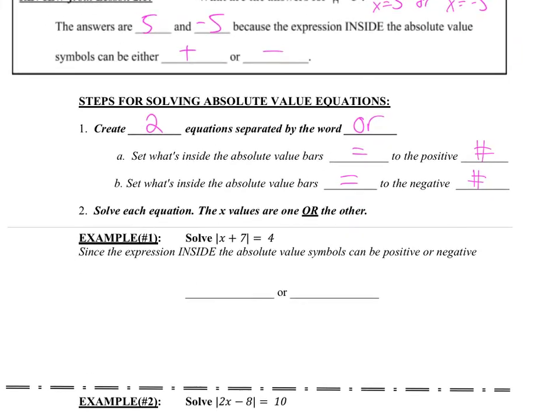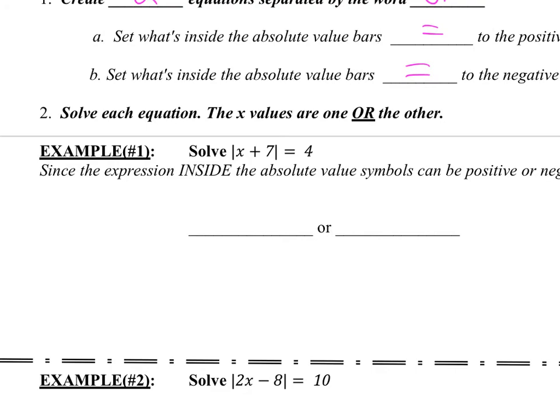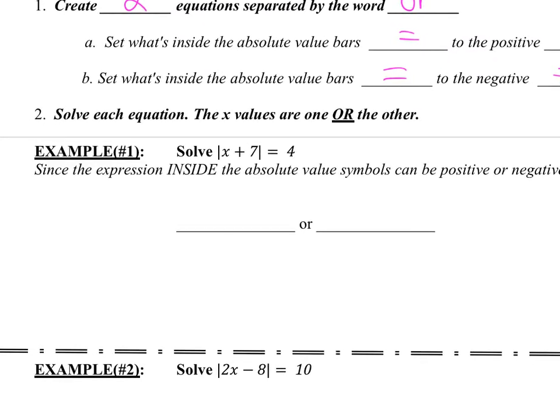So, oops, I got to move with 2 fingers, I guess. It says solve the absolute value of x plus 7 equals 4. Since the expression inside the absolute value symbols can be positive or negative, we're going to have 2 answers here. So basically the first equation is just going to be the equation without the absolute value bars. So x plus 7 equals 4. And then we're going to write the same thing, x plus 7 equals the opposite of 4, or negative 4, basically. Okay? And then we're going to solve from there.